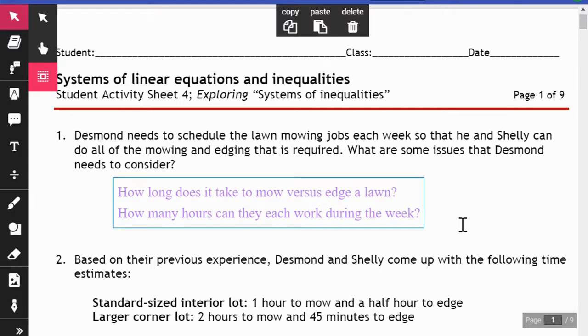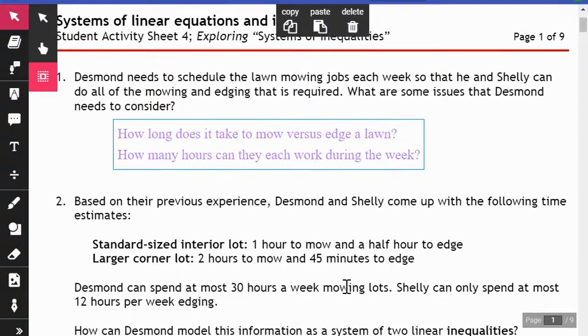And how many hours can they each work? Maybe Desmond can't work as long as Shelly, maybe vice versa. Who can work longer? Can they work the same amount of hours? That's a very important question because that's going to affect how many lawns they can mow, or edge for that matter. Now remember, Desmond's not going to do any edging. Shelly's going to do the edging, and he's going to do the mowing. That's the way we set up the problem.